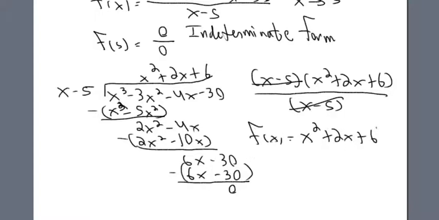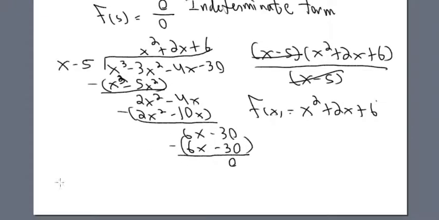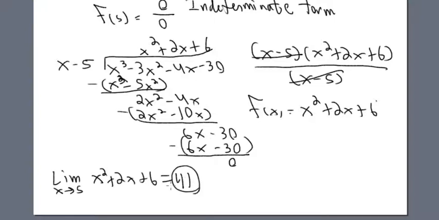So we want to know the limit as x approaches 5. So I'm going to write that down here. Limit as x approaches 5 of x squared plus 2x plus 6. We'll plug 5 in. 5 squared is 25. Plus 2 times 5 is 10. 25 plus 10 is 35. Plus 6 is 41. And that's your answer.